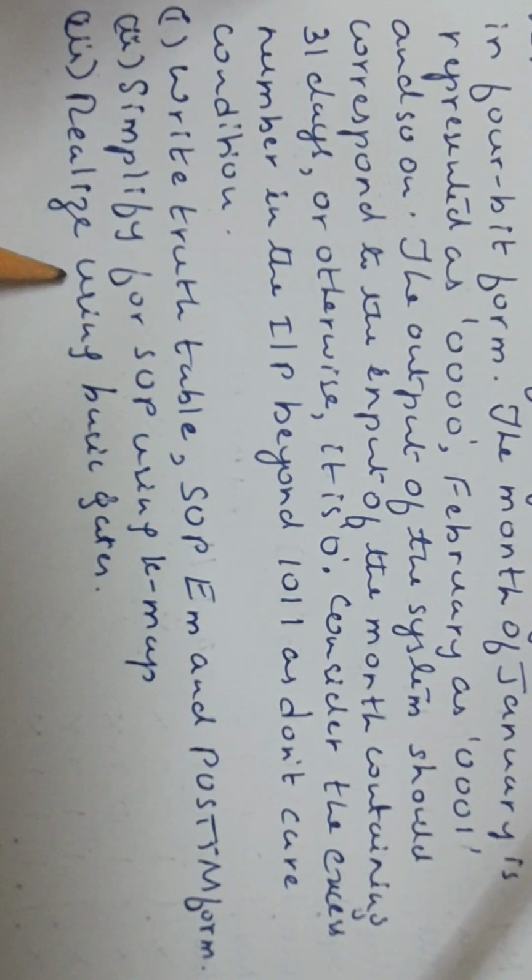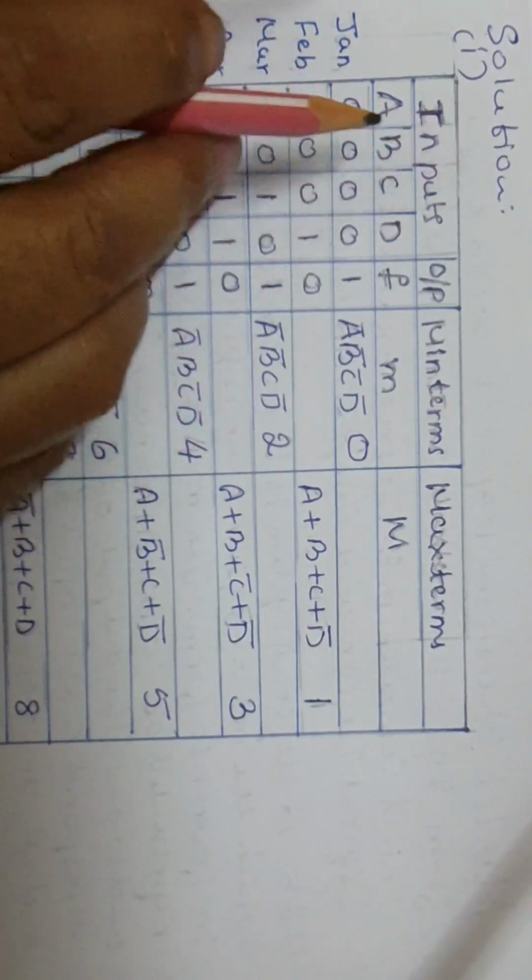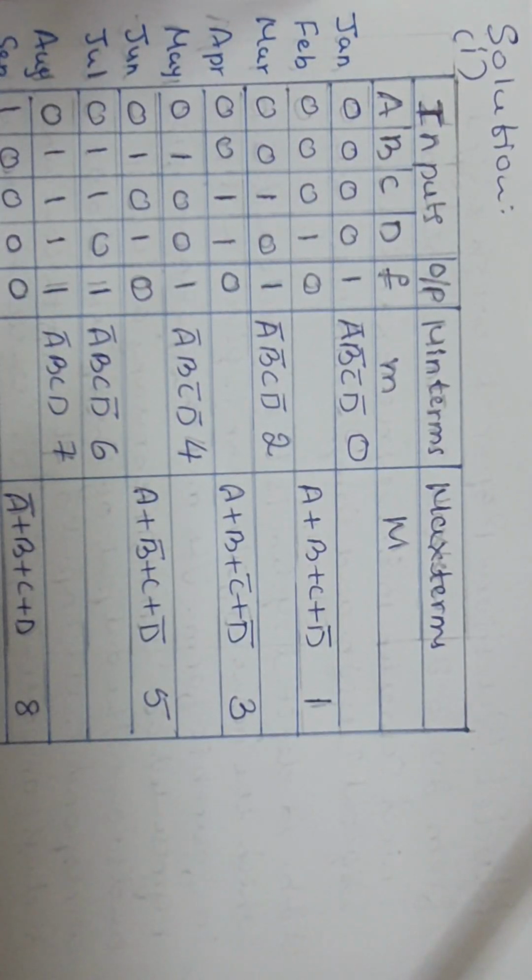Okay, this is question number 2b, asked for 8 marks. Here in the second one, only simplified SOP and its logic circuit diagram is asked, but we shall solve for both SOP and POS. Okay, so solution, first part we have to write the truth table.